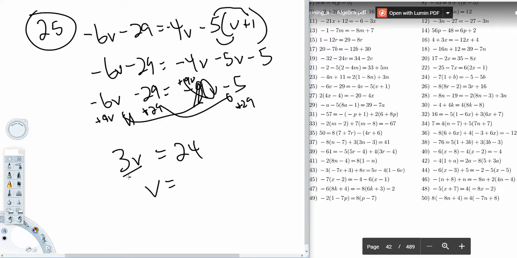V equals, I divide both sides by 3. That gives me V equals 24 divided by 3 equals 8. Is that the right answer? Yes, it is.